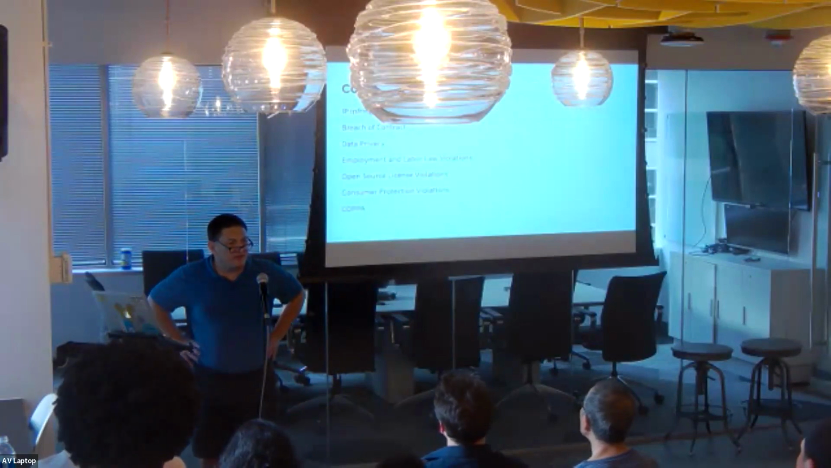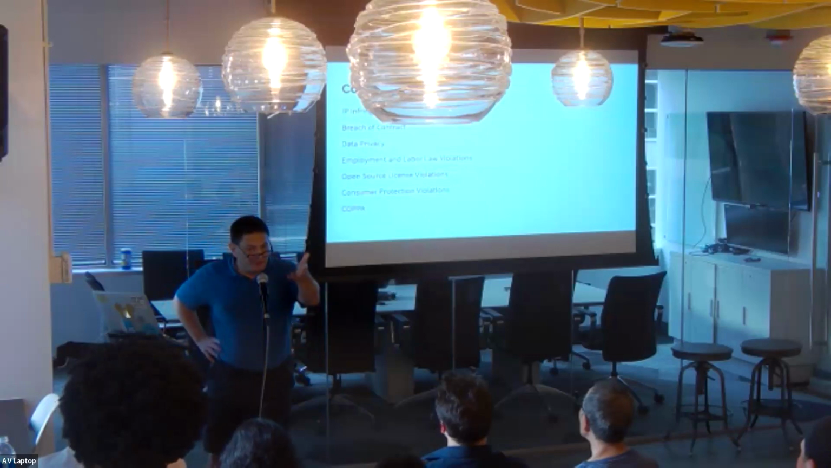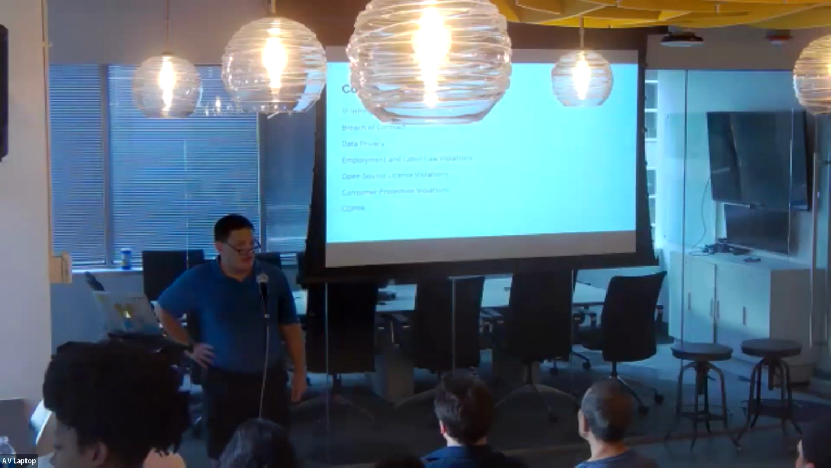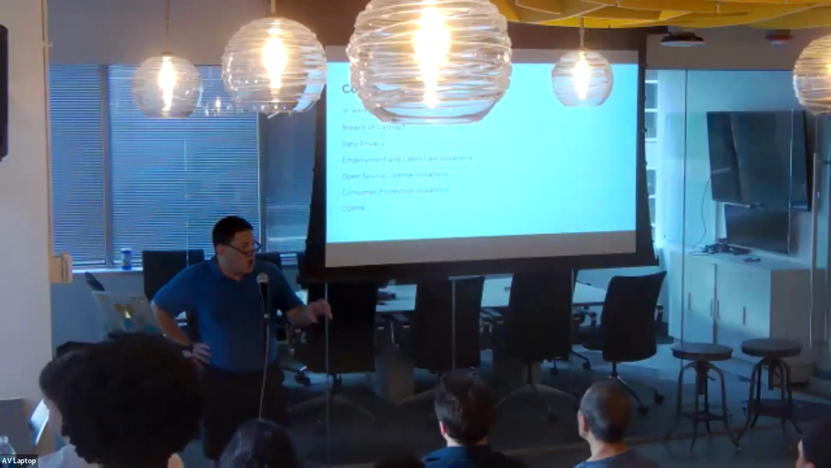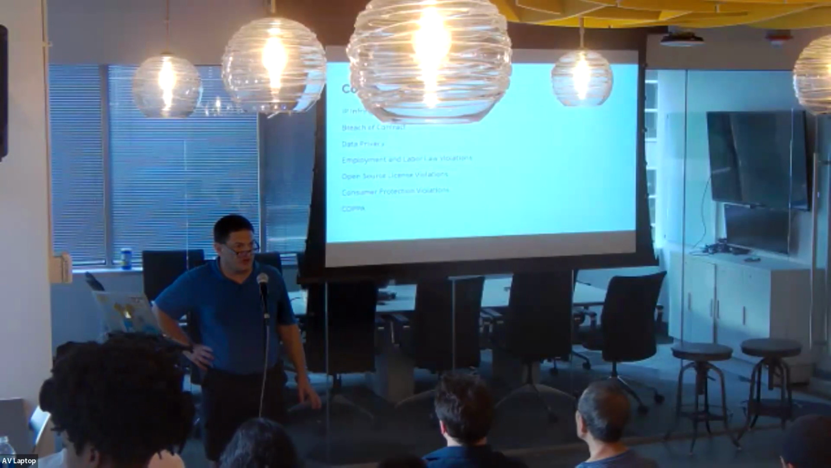These are the common legal risks that we as developers have: IP infringement, breach of contract, data privacy, employment and labor law violations, the open source violation we talked about, consumer protection. Didn't even really touch on that one. If you're designing a site and you know that the information is fraudulent or incorrect, and it's inducing people to spend money or do something, you've got a consumer protection violation.